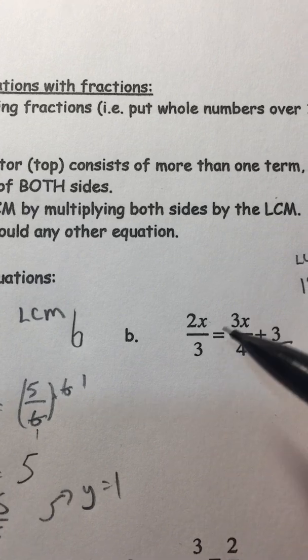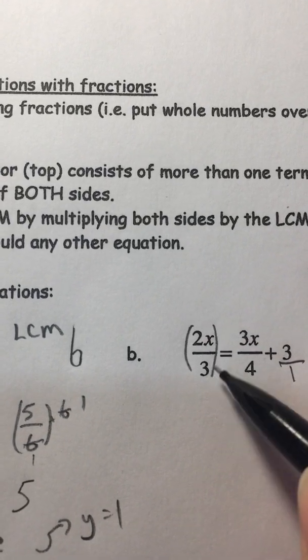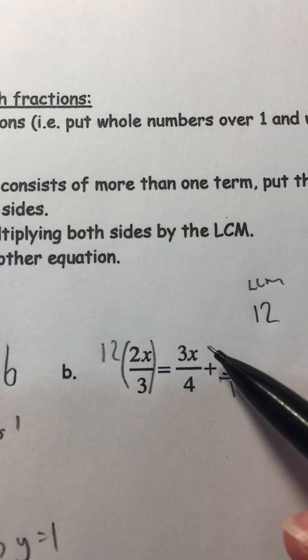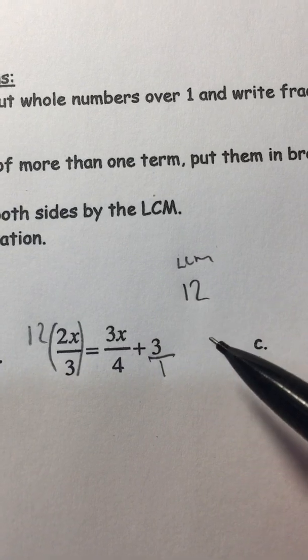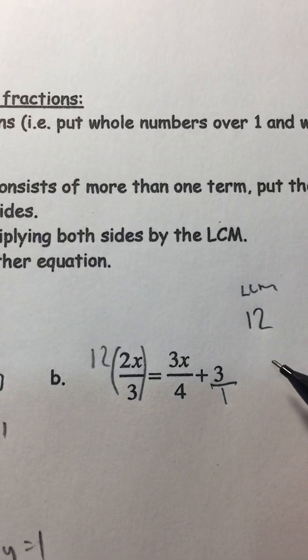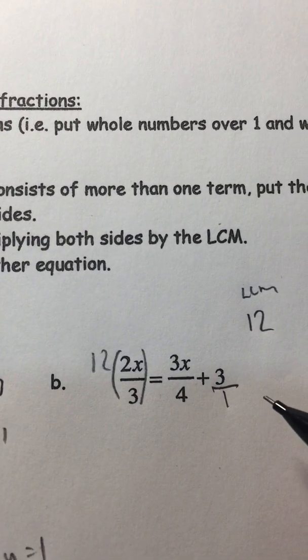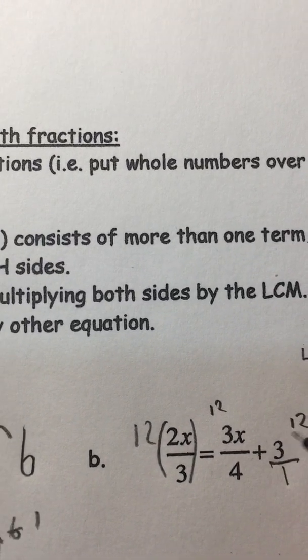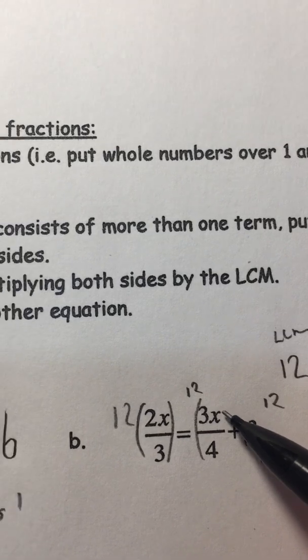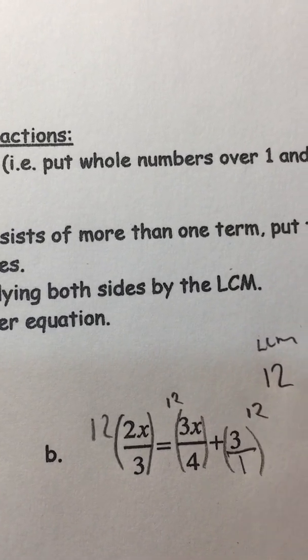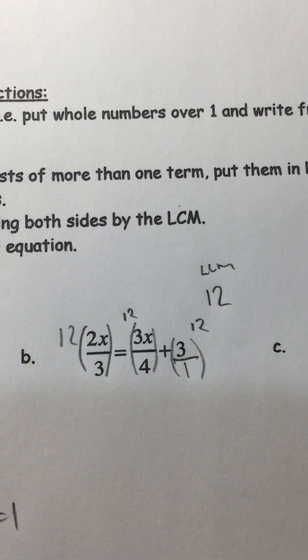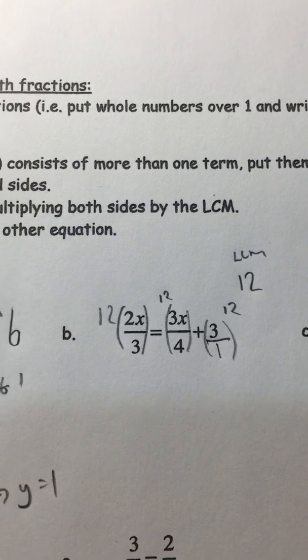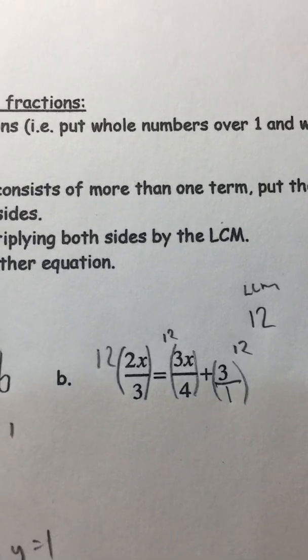Now remember, when I multiply this side by 12, I can go like this. When I multiply this side by 12, I could put it in brackets and put the 12, but then the next step would be to distribute it to both. So instead, I'm just going to do that now. I'm going to put a little 12 here, and I'm going to put a little 12 there. Just saves me a step. Okay, so long as you understand that that is indeed multiplying both sides by 12.